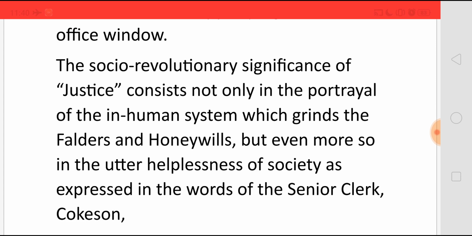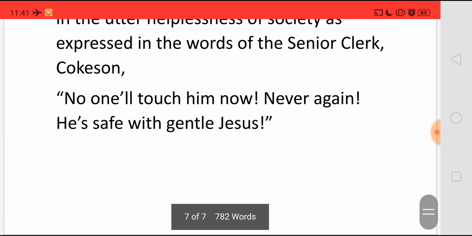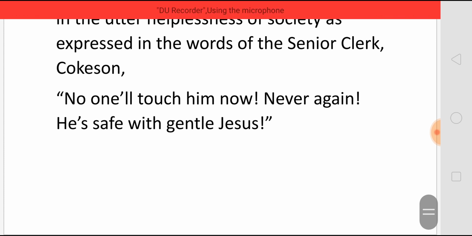The social revolutionary significance of Justice consists not only in the portrayal of the inhuman system which grinds the Falders and the Honeys which are in this world, but it is even more so in showing that the society is utterly helpless. And this is confirmed with the words of the senior clerk Coxon when he says, "No one will touch him now, never again. He is safe with gentle Jesus." And the play ends here.